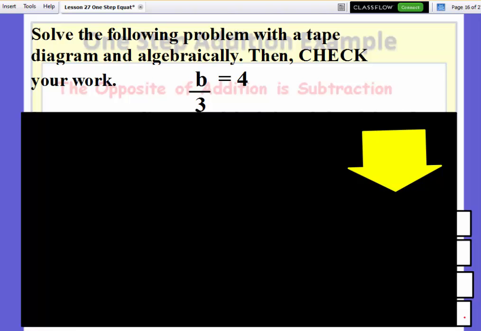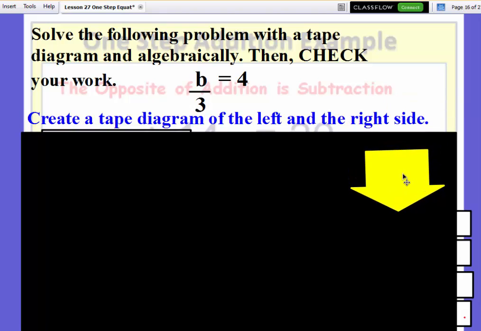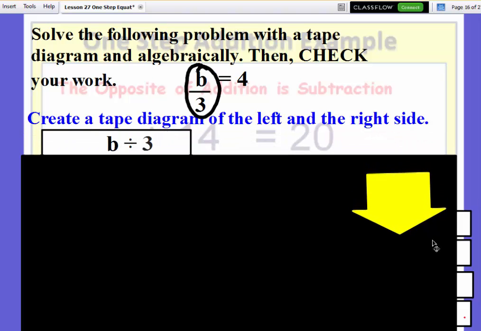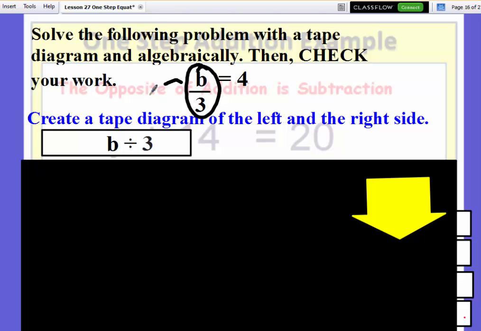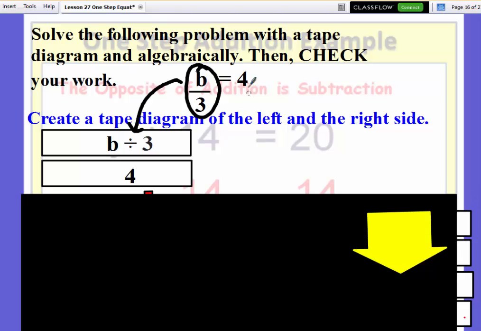All right, this is going to be our last problem. I'm going to have you guys attempt to solve some on your own. So here I have b divided by 3 equals 4. I'm going to create a tape diagram on my left side and the right side. My left side is b divided by 3. My right side is that 4. So here is my left, b divided by 3, and here is my 4. Remember, my left side must equal the right side, so that's why they are the same length.